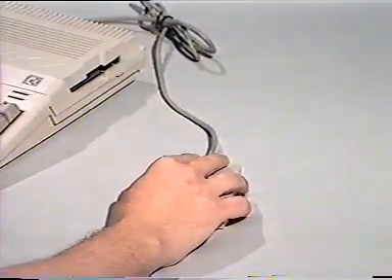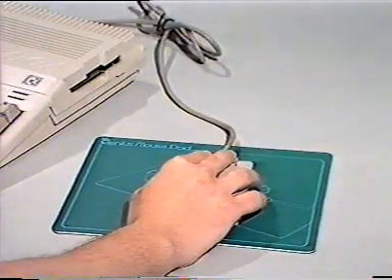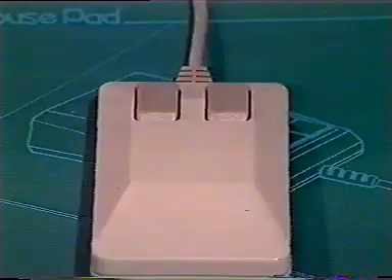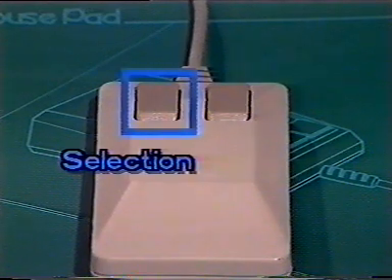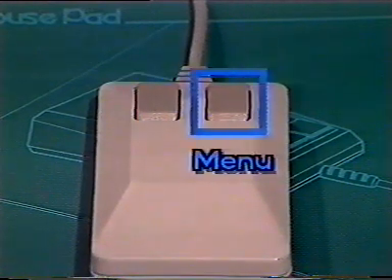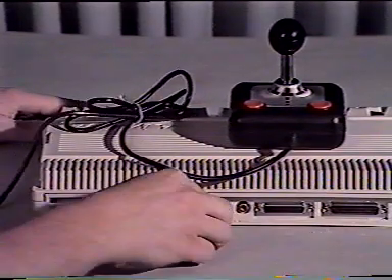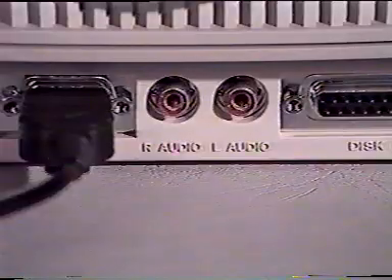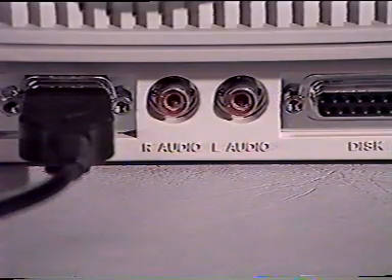We recommend that you purchase a mouse mat, as this will make it easy to use, and clearly define an area for its operation. The mouse has two buttons. The one on the left is the selection button, the one on the right is the menu button. Joy 2 is for connecting a joystick primarily for games. Audio out connectors are for connecting your computer to a monitor or stereo system. Use the cables which come in the box.